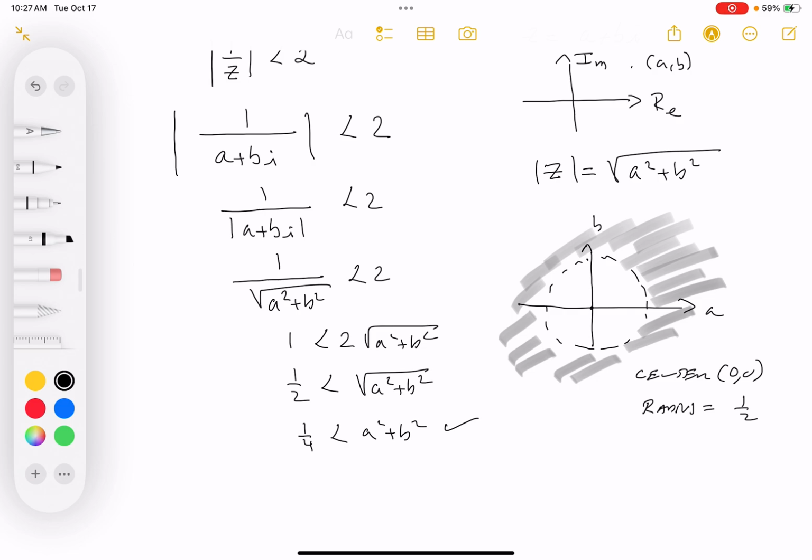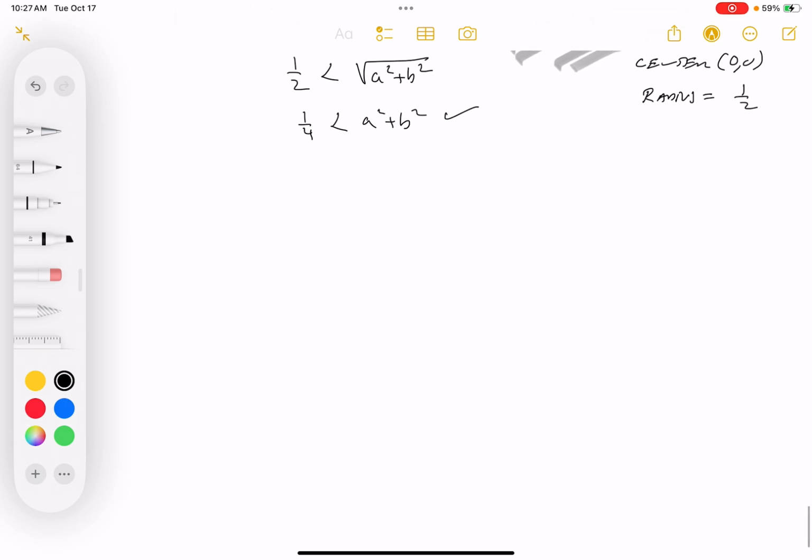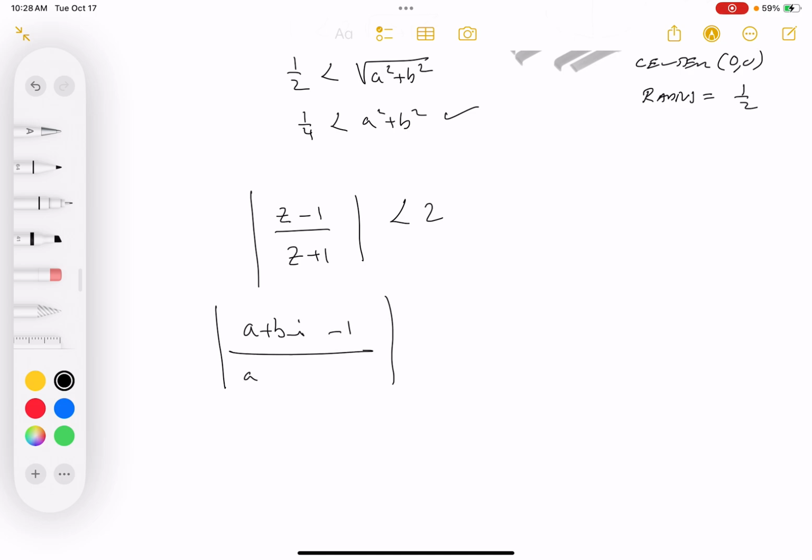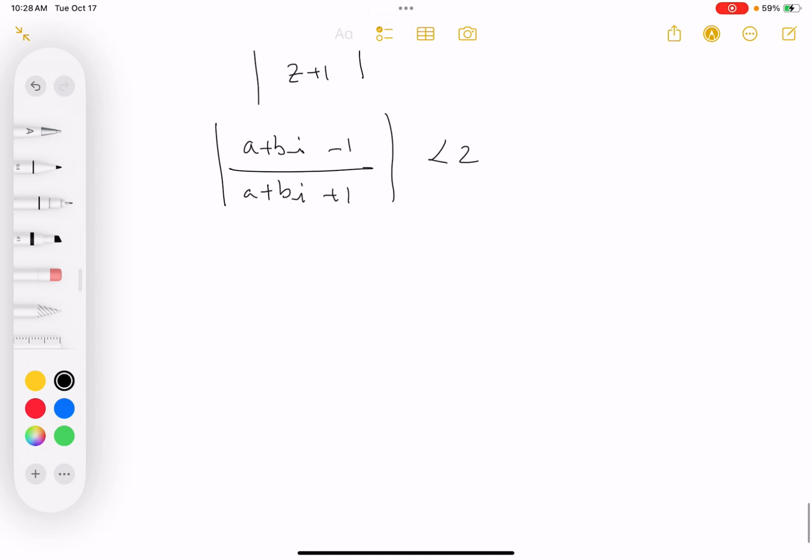Now let's go to the next one. Next one's far more difficult. Let's write it down. The next one is going to be the absolute value of z minus 1 over z plus 1 less than 2. And I'm going to say z is still the a plus bi. So let me write that down for you. So it's a plus bi minus 1, and then a plus bi plus 1. All right? I know this is the modulus. I'll write this over here. A plus bi minus 1.